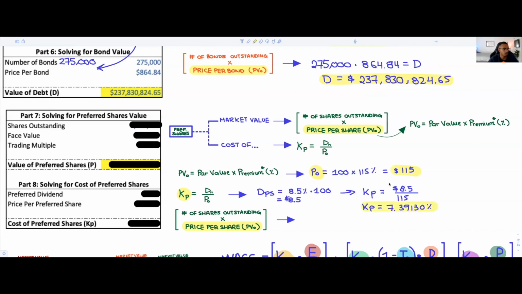So now we're stoked. We just need to recall one last thing, which is how many preferred shares we have outstanding. In this case, our preferred shares outstanding, so I should write it here, is 1 million. And we know that it's trading at 115 each. So what you're going to do is 1 million times 115. You're going to get $115 million.